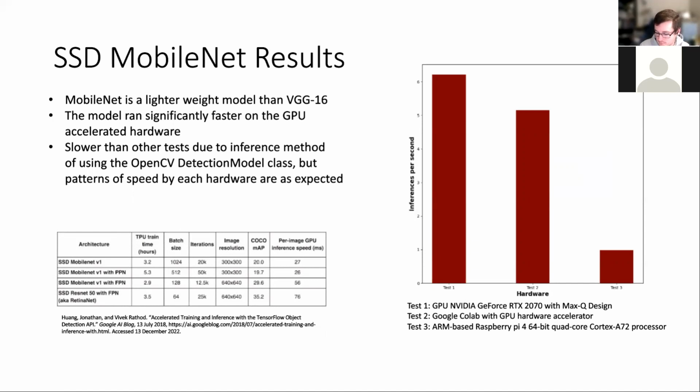And the model ran significantly faster on the GPU accelerated hardware. So for those, we used for a local machine a GeForce 2070, as well as Google Colab with a GPU hardware accelerator. And so the slower one was just our basic Raspberry Pi, and that does not include a GPU. So as expected, that one performed a lot slower.